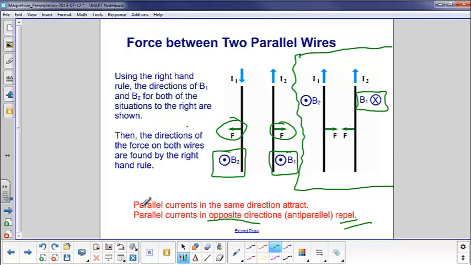So to summarize, this is the most important thing on the page, which is why it's in red. Parallel currents in the same direction will attract, and parallel currents in opposite directions will repel. And this is also observed experimentally.